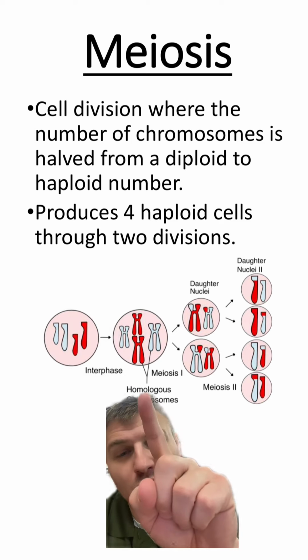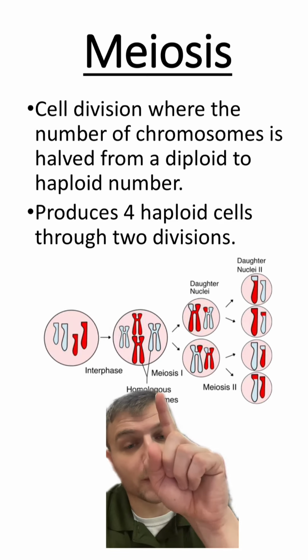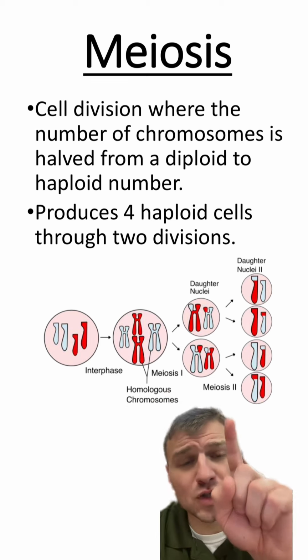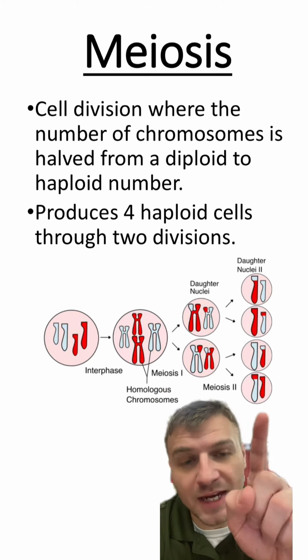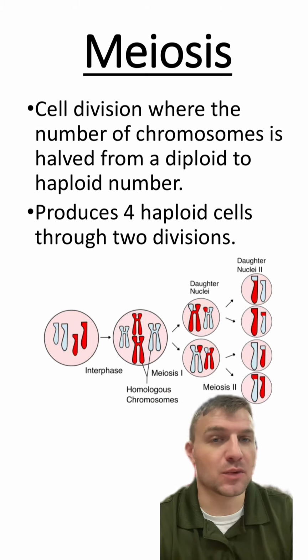During meiosis 1, chromosomes are going to split up and you're going to go from a diploid cell to a haploid cell. During meiosis 2, cells will remain haploid, however the sister chromatids will split up.